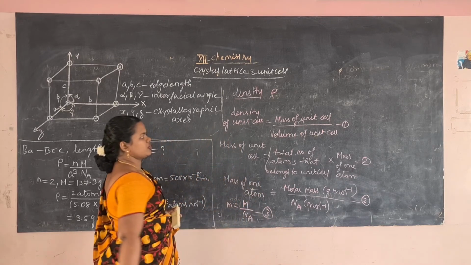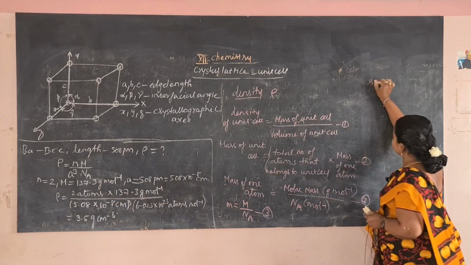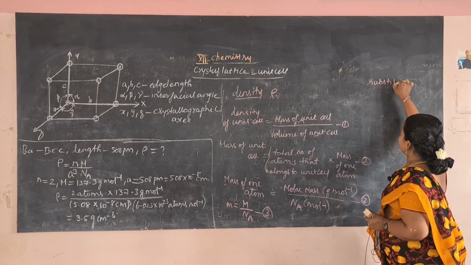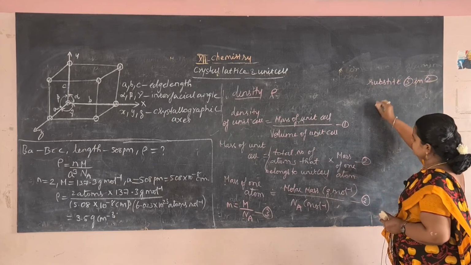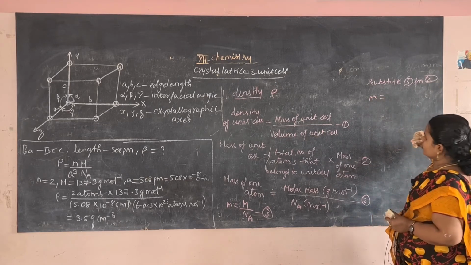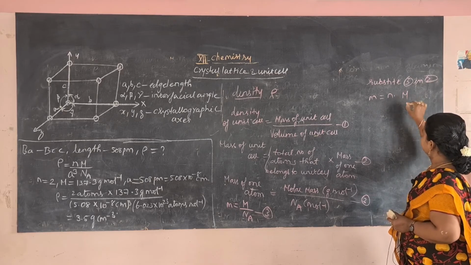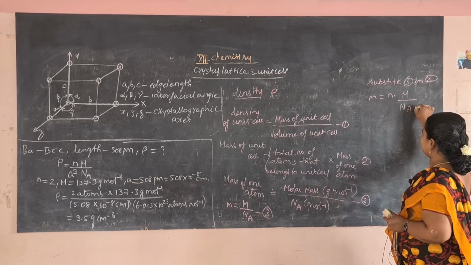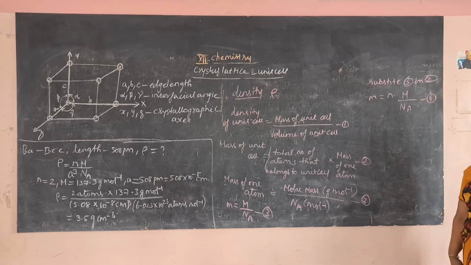And this third equation you substitute in 2. Substitute 3 in 2, then we will get the total number of atoms n into M divided by Na. That is the fourth equation.